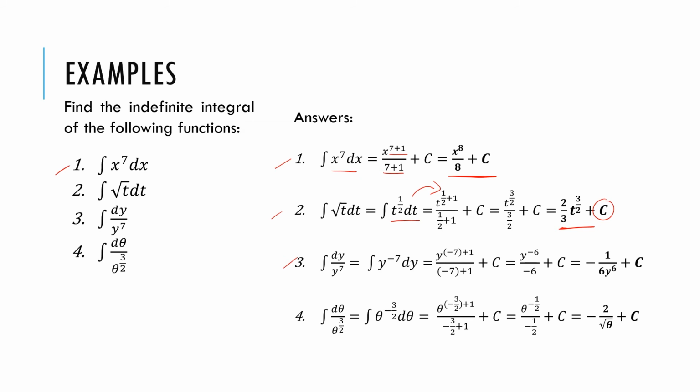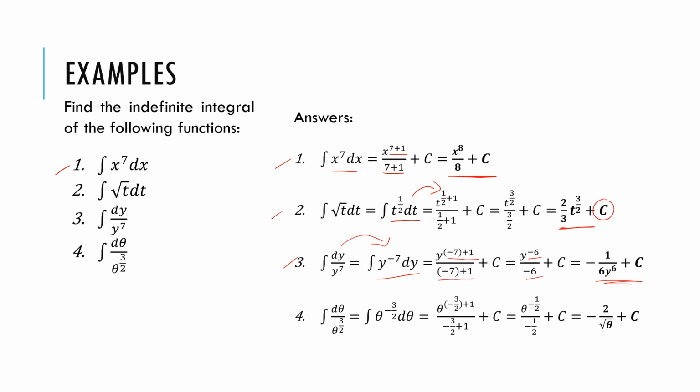Next is number 3, dy over y raised to 7, using the law of exponent again. Syempre pag yung exponent is nasa denominator, we can make it equal, pag maging negative yung exponent ng y and wala na yung fraction. So same lang siya dito. Then using the power rule, we will have negative 1 over 6y raised to 6 plus c.